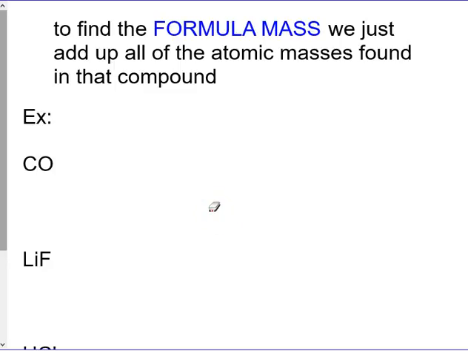So, to find what we call the formula mass, which is the mass of the entire compound, we just add up the atomic masses found in that compound. So, please write down these examples. Pause the video if you need to.